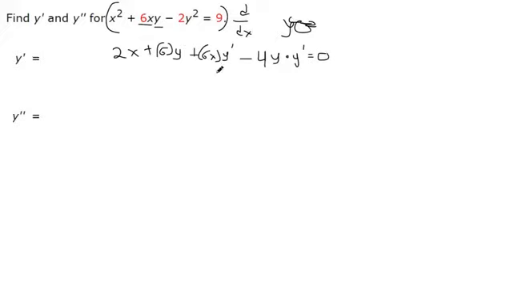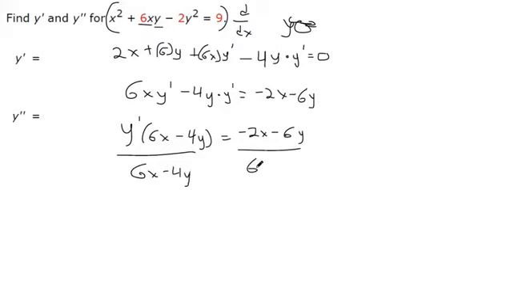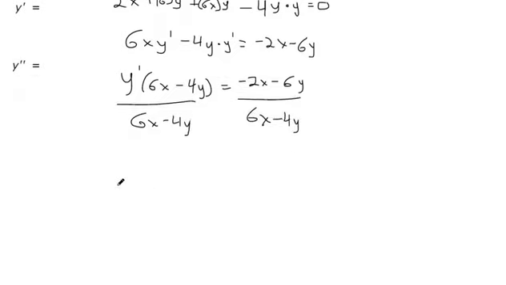Okay, so now the next step is to try to get y prime by itself. So you want to get rid of these terms. Subtract 2x, subtract 6y from both sides. And then we're trying to get y prime by itself, so let's factor out y prime. And then almost done. We need to divide 6x minus 4y from both sides. So y prime is going to equal this big fraction.